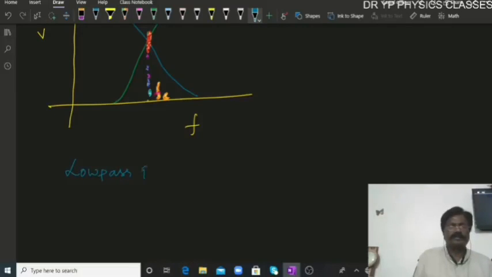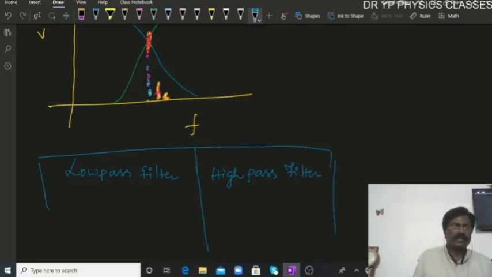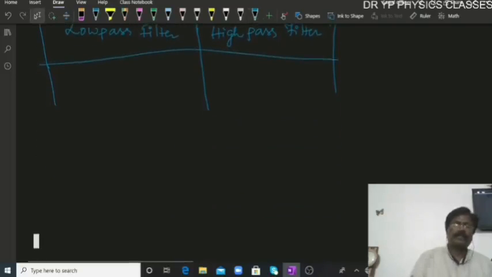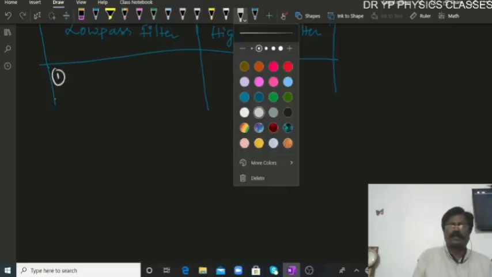Make a list of the differences. Here, low pass filter on one side and high pass filter on the other side. Okay. So this is the difference between low pass and high pass filters. Let us write the differences here.